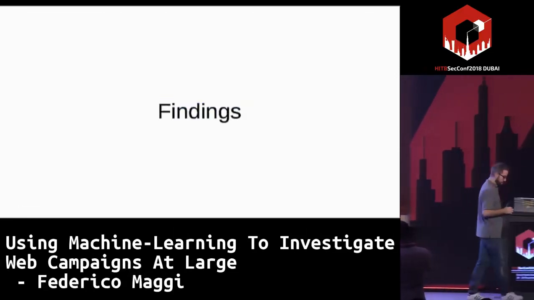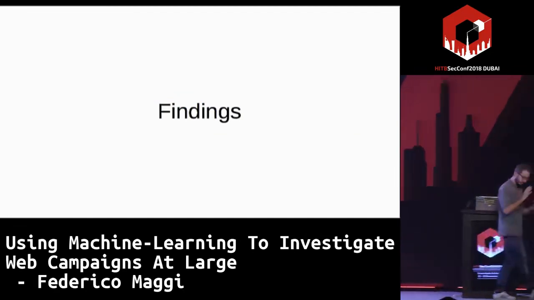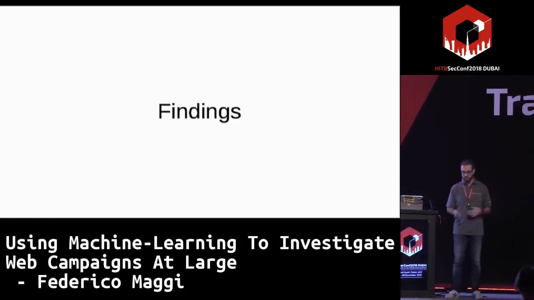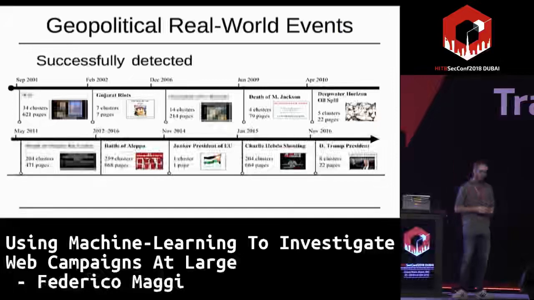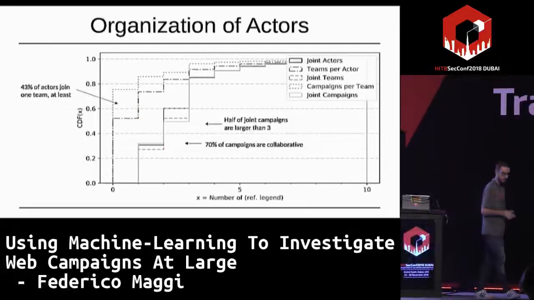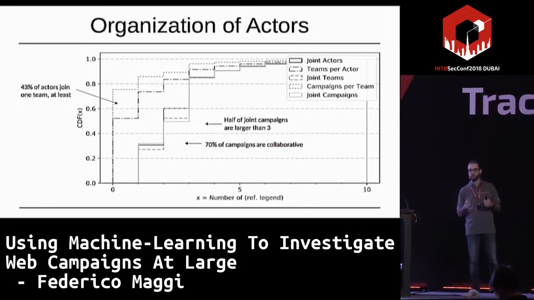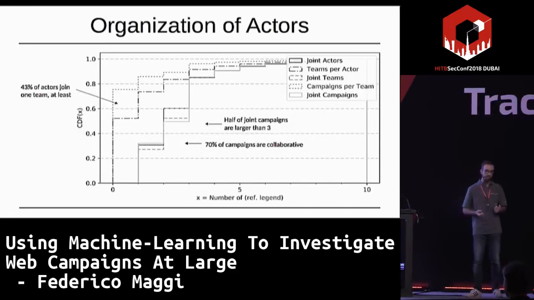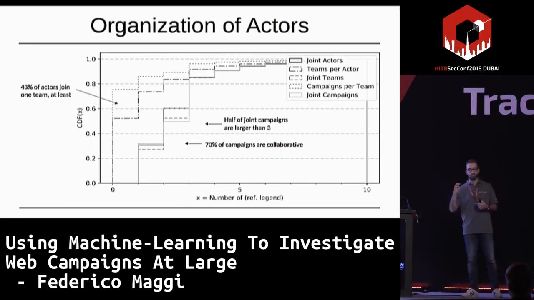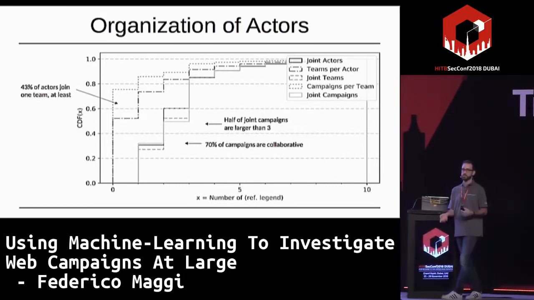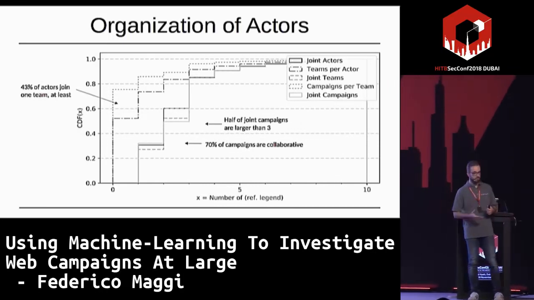Okay, so the last part of my talk will be a walkthrough of some of the interesting cases that we think make sense to present to an audience. Little spoiler: one thing we could learn from this data is how the actors are organized. We can tell, for example, that 43% of the actors are in at least one team. Statistically speaking, we can query our clustering and our campaigns and say how many of them are lone wolves and how many are instead in a team. So we can ask these kinds of things.